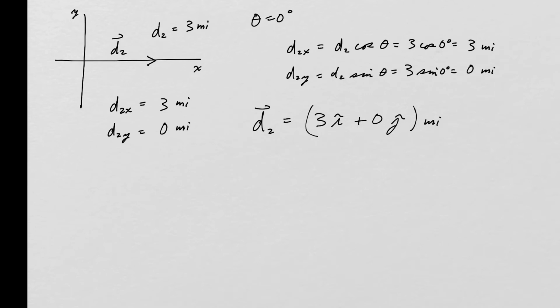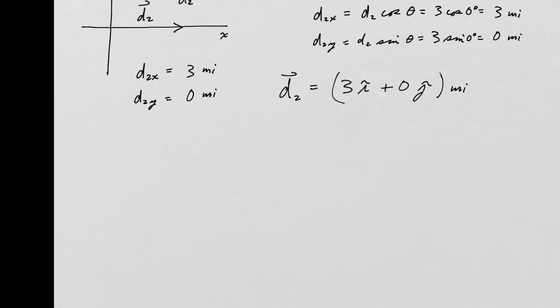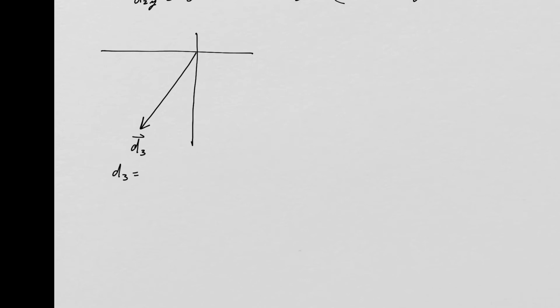Okay, then I need to do d3. This one's a little more complicated. So remember, we're in the third quadrant, d3. So it's something like this. We know the magnitude. It was 2 miles. And I know this angle is 70 degrees.